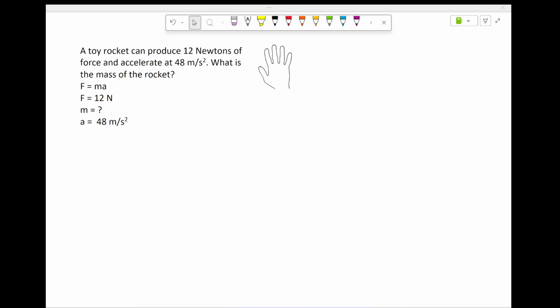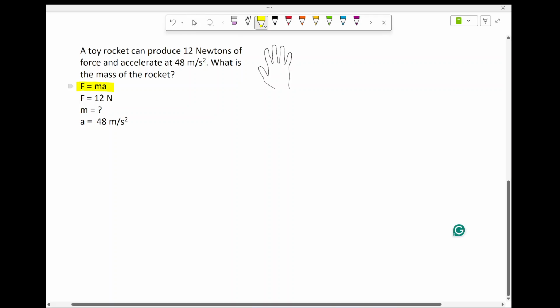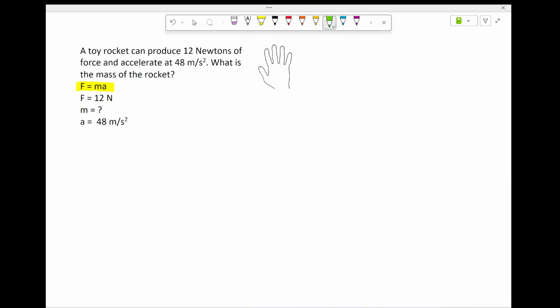So let's recap. A toy rocket can produce 12 newtons of force and accelerate at 48 meters per second squared. What is the mass of the rocket? Once again, let's identify everything. We have a force, the equation, which is F equals ma. We have a force of 12 newtons, that's right here. We don't know the mass, and we know the acceleration of 48 meters per second squared.